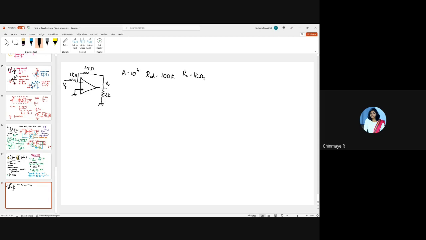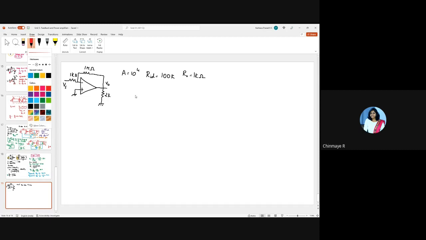I am sure all of you will know how to draw the block diagram. You please draw it along with me and then verify once done. Okay, draw it along with me. Open loop block diagram of the op-amp. Okay. So we know op-amp is a voltage amplifier, right?